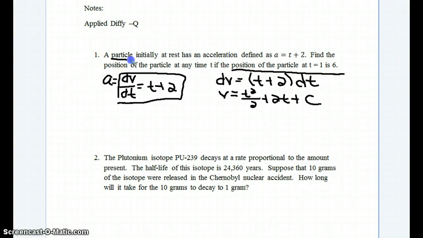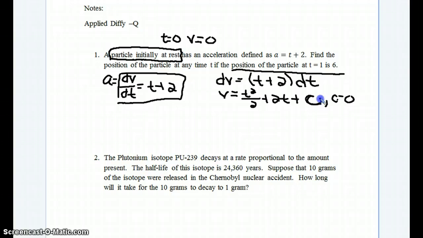And right here it says a particle initially at rest. So what does that mean? That means at time 0, that v is 0. And there's my initial condition to find the c. So you've got to be really careful. So when t is 0, v is 0, so this is not that exciting. C is 0. So I know in this case that c is 0, and here's my velocity function.